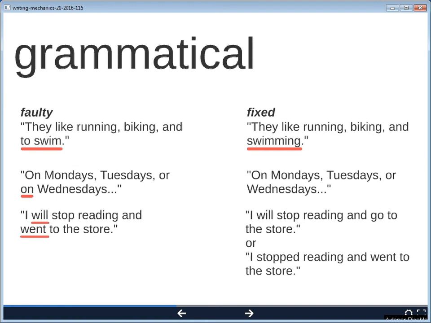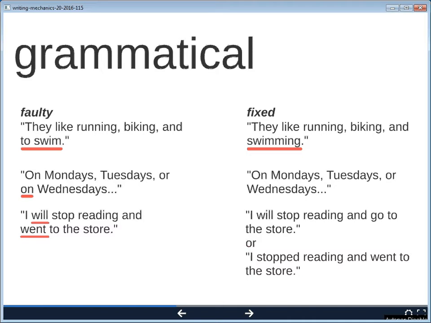Grammatical parallelism, we see this turning out fairly regularly. They like running, biking, and to swim. We don't have the same forms here. They like running, biking, and swimming. On Mondays, Tuesdays, or on Wednesdays. You either need to say on Mondays, or on Tuesdays, or on Wednesdays, or on Mondays, Tuesdays, or Wednesdays.